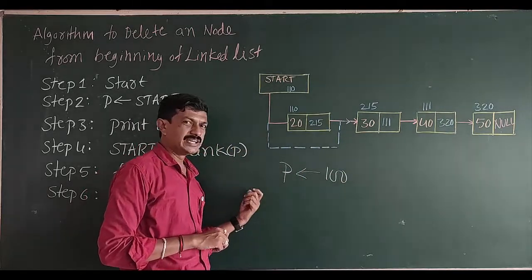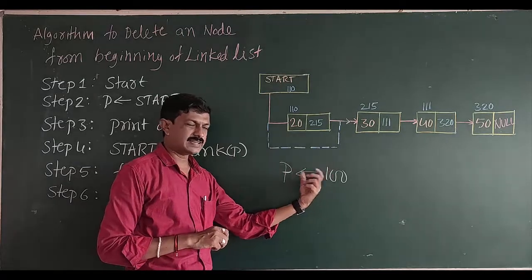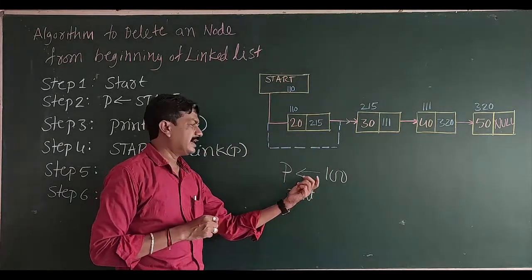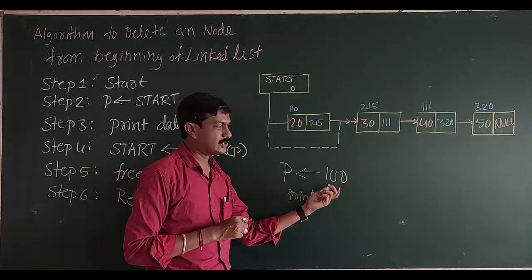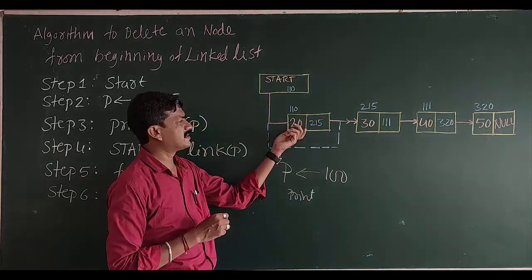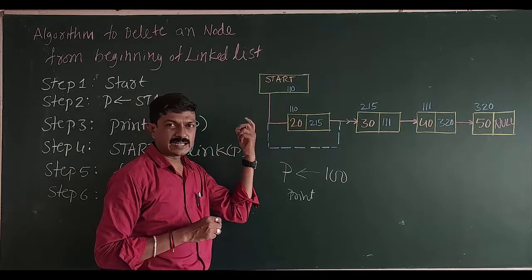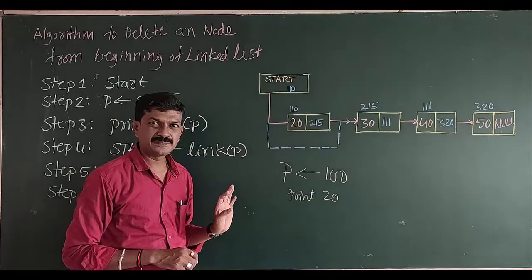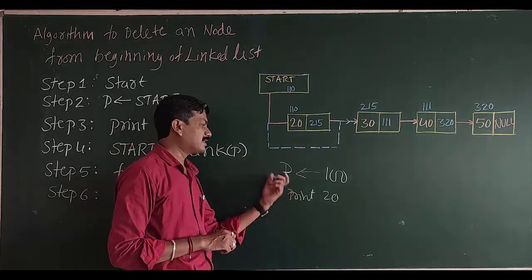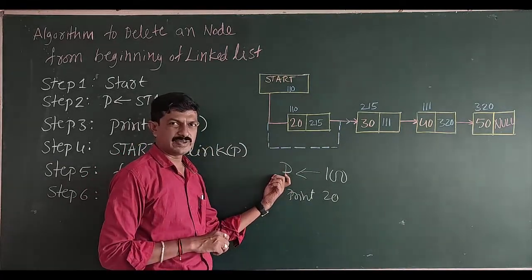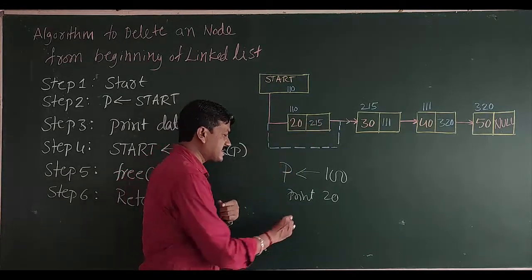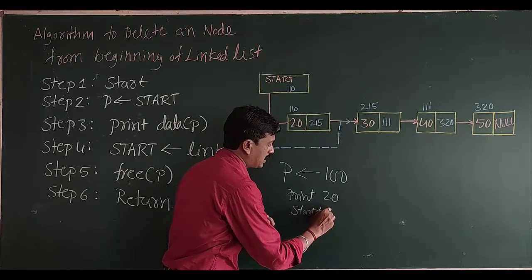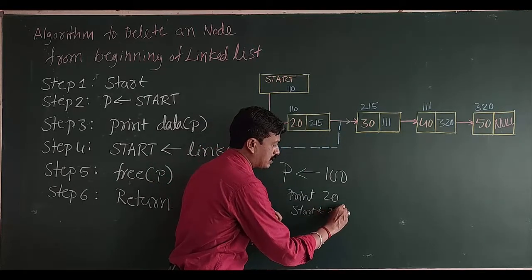Now I want to print the content of this memory address, meaning I am going to print the data element of the first node, that is, I am going to print 20. Next, whatever the P variable contains in its link part, I assign to the start pointer. Start equal to link of P, that is 215.